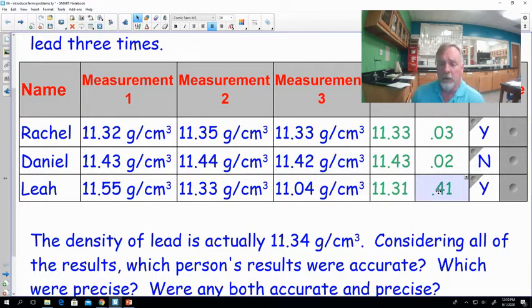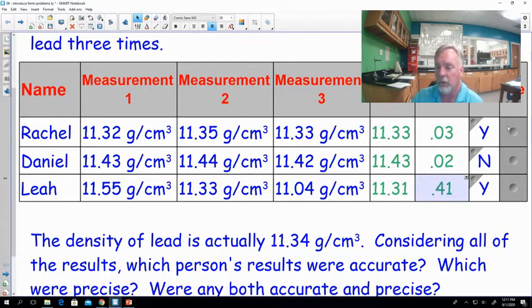So if I said this a different way, Daniel's arrows were hitting pretty close to the mark. They're all clustered together. They're all in the same spot, but they're all high. Rachel's arrows are also pretty good. They're all in the same spot, and they're right on, right? They're so close. Whereas Leah, her arrows are all over the place. They're also not all clustered. So one's high, one's low, but you average them all out, and you get about the right answer.